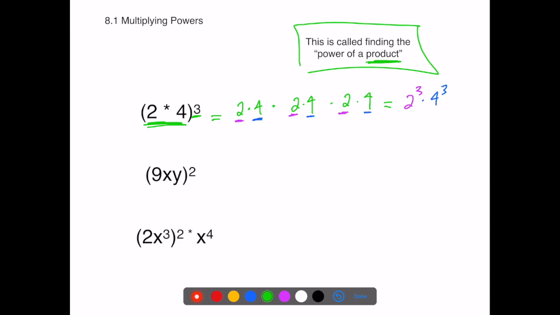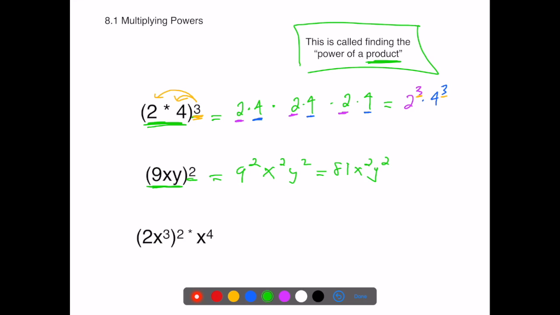And if you notice, we're just taking this exponent and applying it to both of the terms inside the parentheses. So it's almost like you're distributing it, right? Notice we get the 3 there and the 3 there. So if we take that idea here, we could do a shortcut and say 9xy, that's my product, to the power of 2. I could think that's just 9 squared, x squared, and y squared. And 9 squared is 81. So I just write that as 81 x squared y squared.